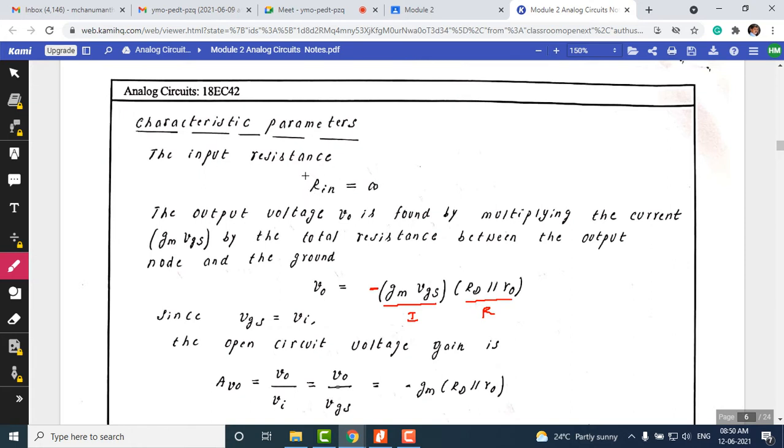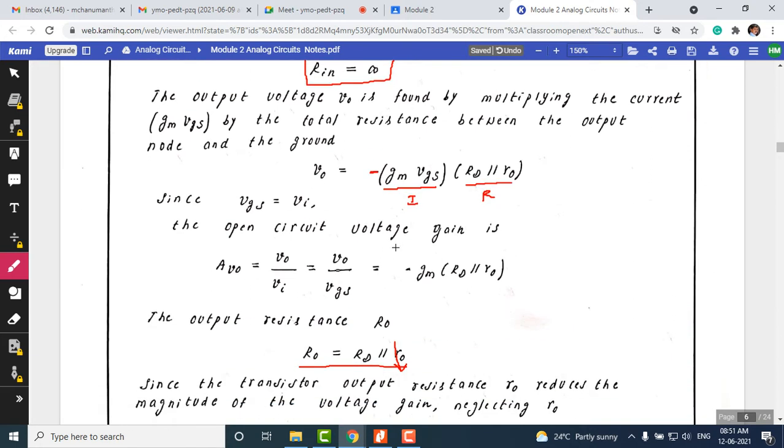For the common source amplifier without source resistance, the input resistance is infinity. I'll put a box around it, so that you remember those things. This is the open circuit voltage gain for the common source amplifier.